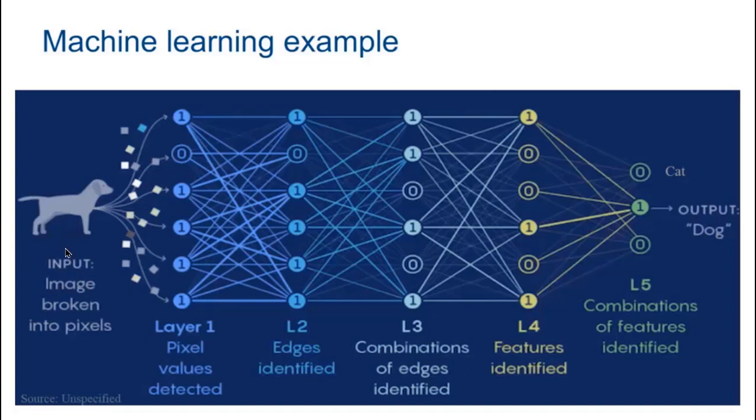The machine first breaks the image into pixels. It then detects the value of the pixels. The next layer identifies different edges of the image. In the next layer, it combines the different edges of the image and identifies the features, and then combines the features together, and finally it can say whether an image is related to a dog or not.